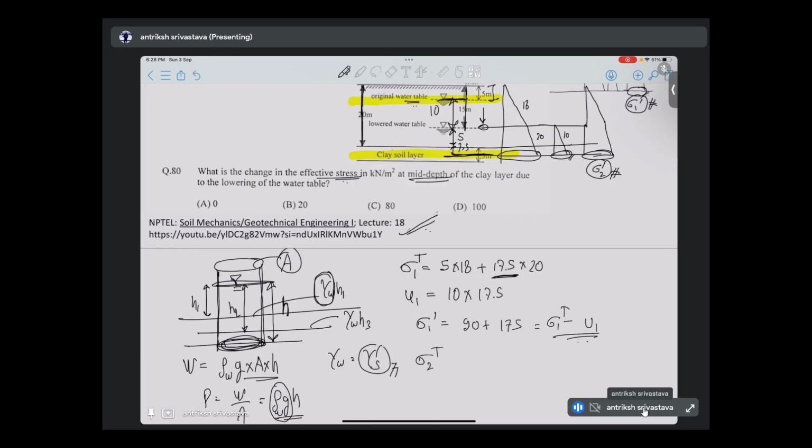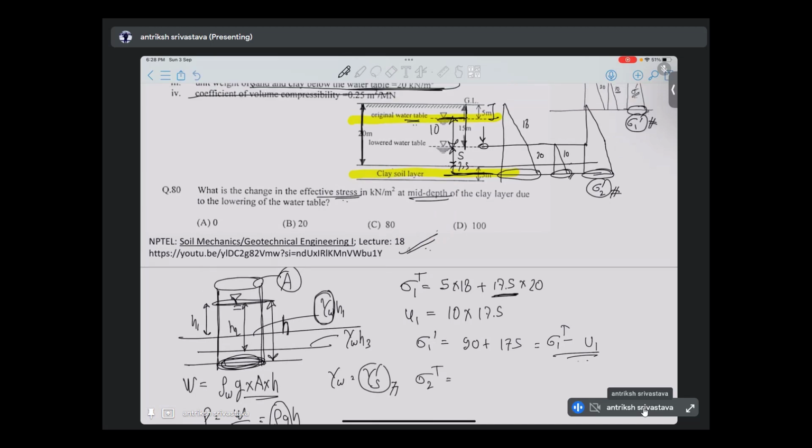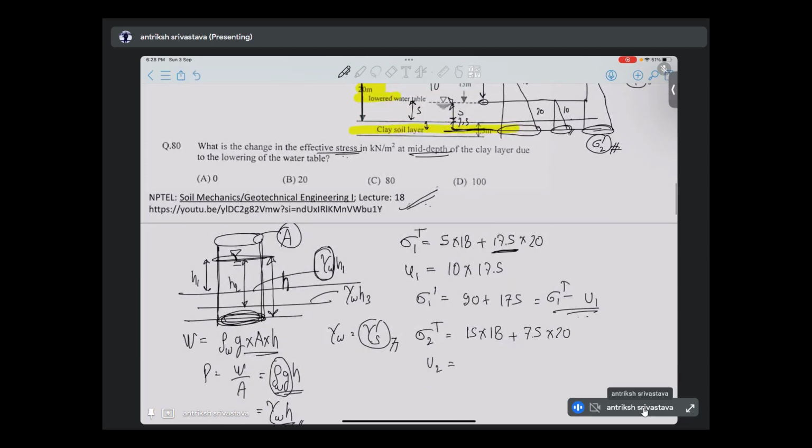So what is the total stress in the second case? So we have now the dry soil in this whole region, which is actually the full 15 meters, right? So we have 15 into 18 plus, how much wet soil do we have? We have this 5 and then 2.5. So 7.5 into 20, and U2 is 7.5 into 10.